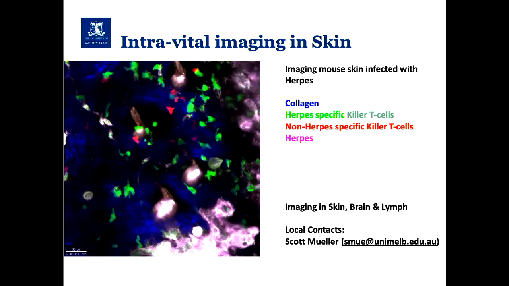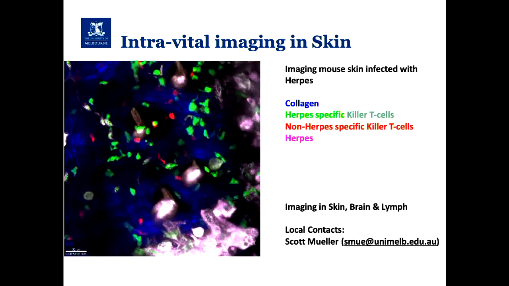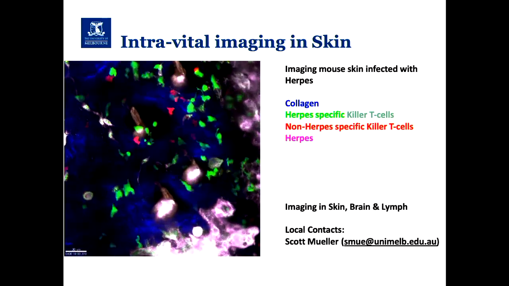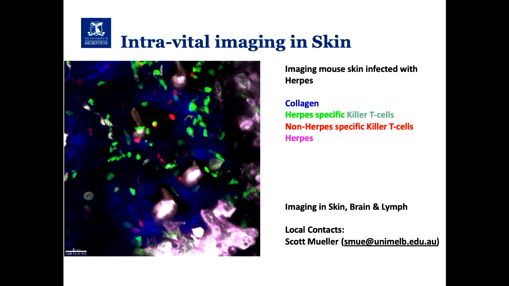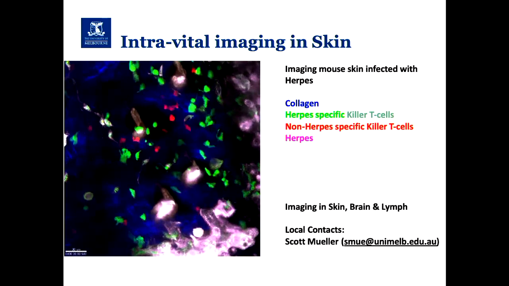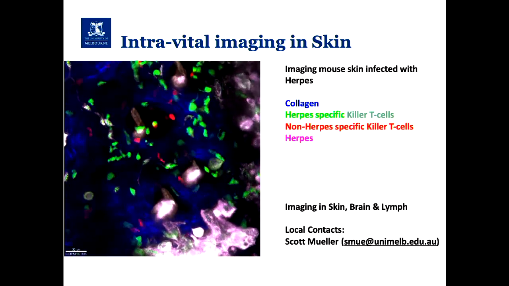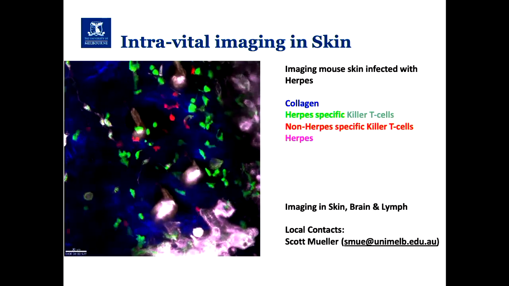What they're able to do is image these cells moving around in the skin over long periods of time. And using a software called Imaris, they can track these and look at the average displacement, the average speeds, and get a lot of quantitative readouts in terms of how these 2 different cell types are behaving within the skin.